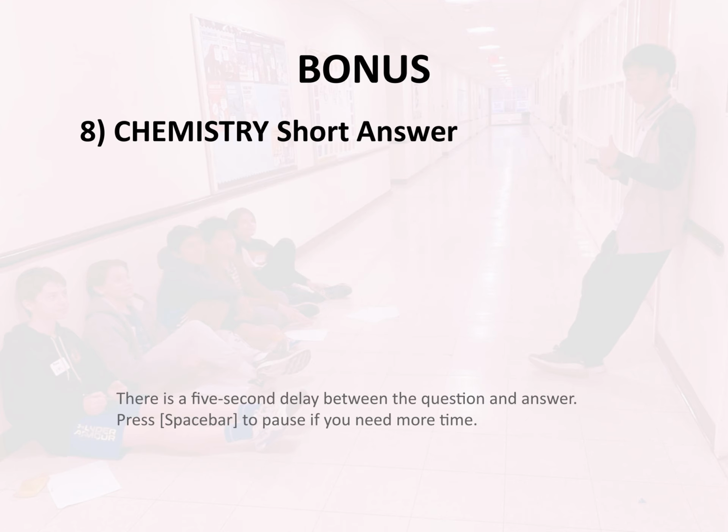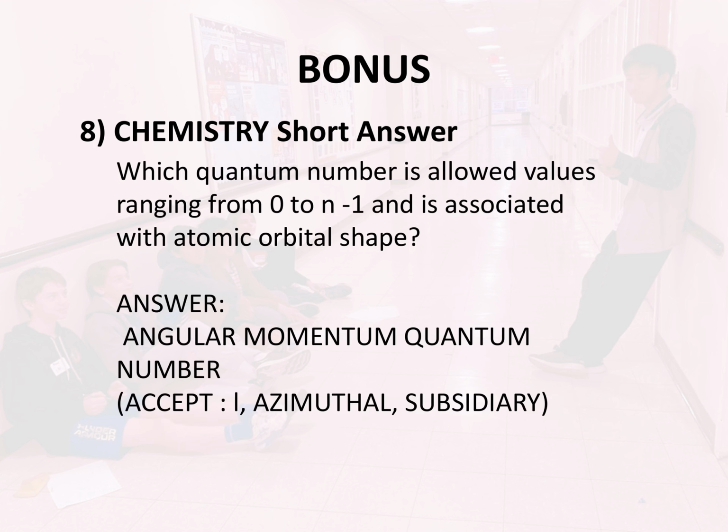Bonus 8. Chemistry. Short answer. Which quantum number has allowed values ranging from 0 to n minus 1 and is associated with atomic orbital shape? Answer. Angular momentum quantum number.